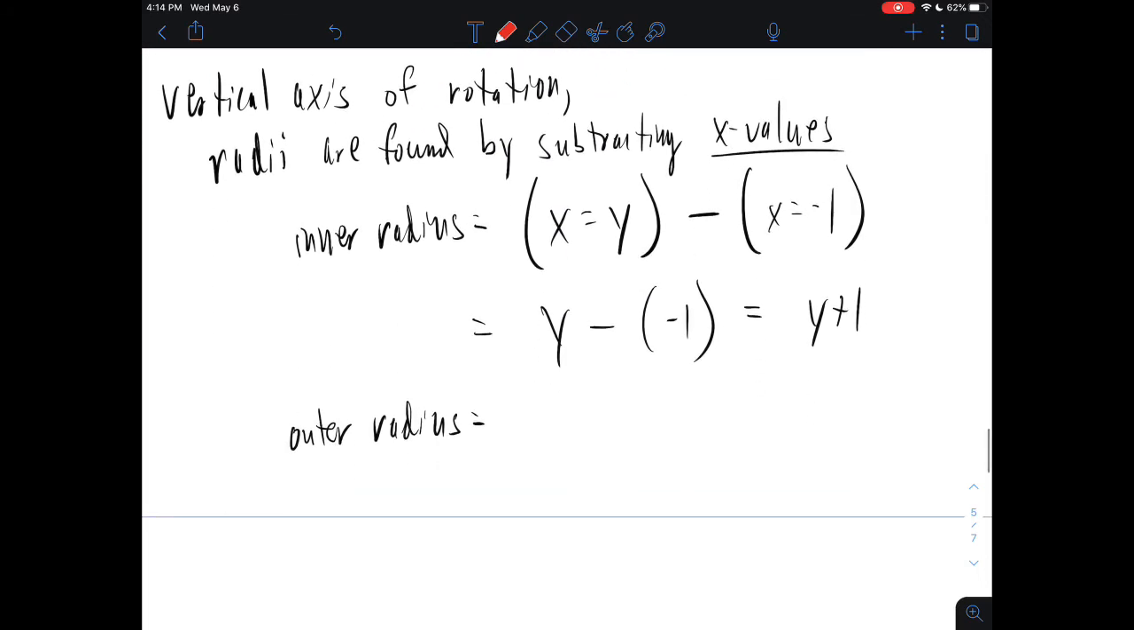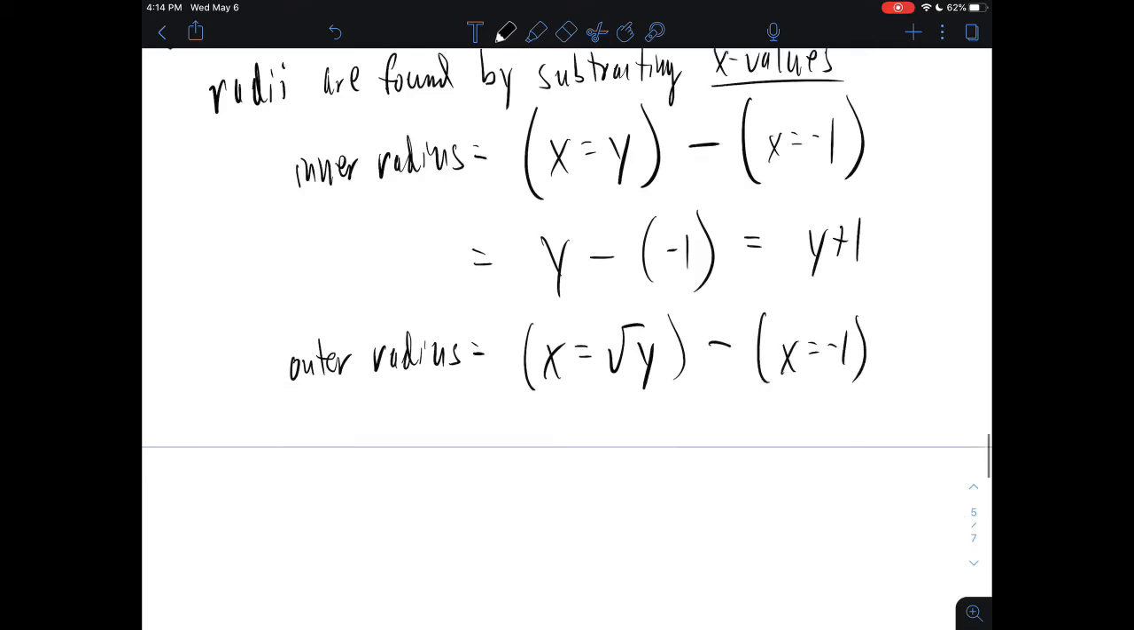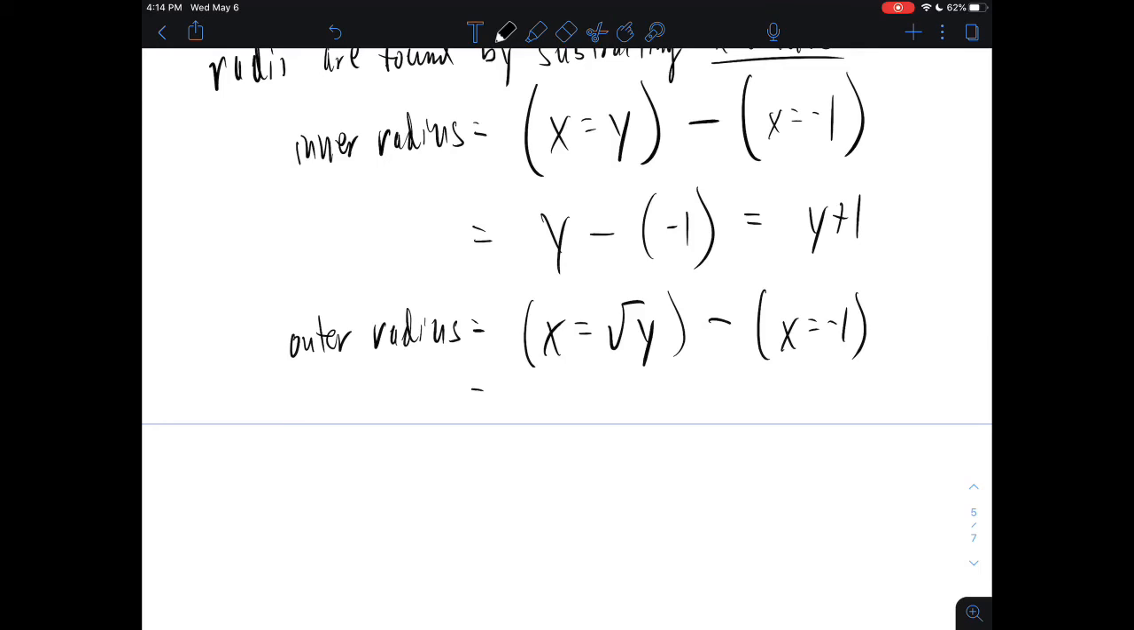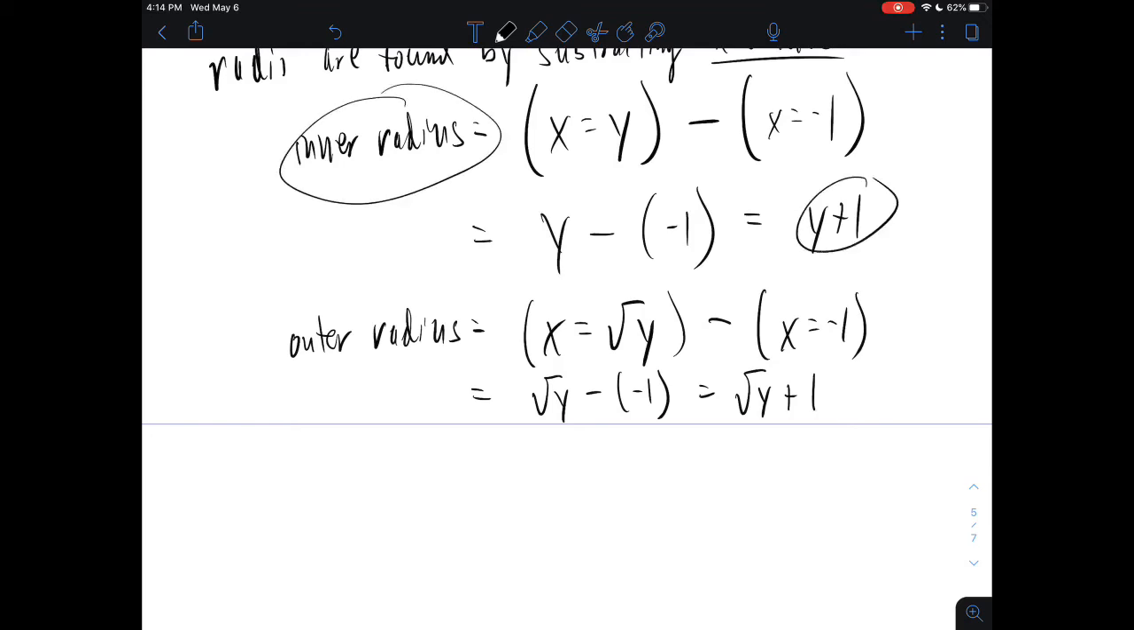So the outer radius is just taking x equal to the square root of y, the x values that are on the parabola, minus the x values that are on the axis of rotation. That's just getting us to really writing this, the square root of y minus -1, which is the same thing as square root of y plus 1. So now I have my inner radius, y plus 1, and my outer radius, square root of y plus 1.